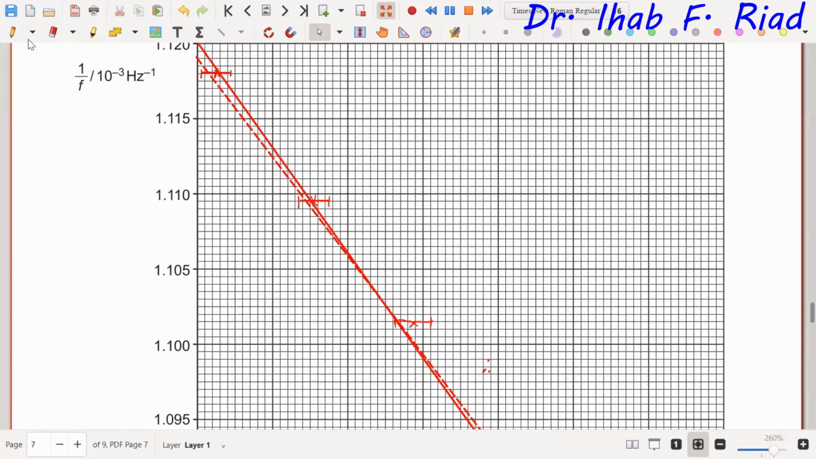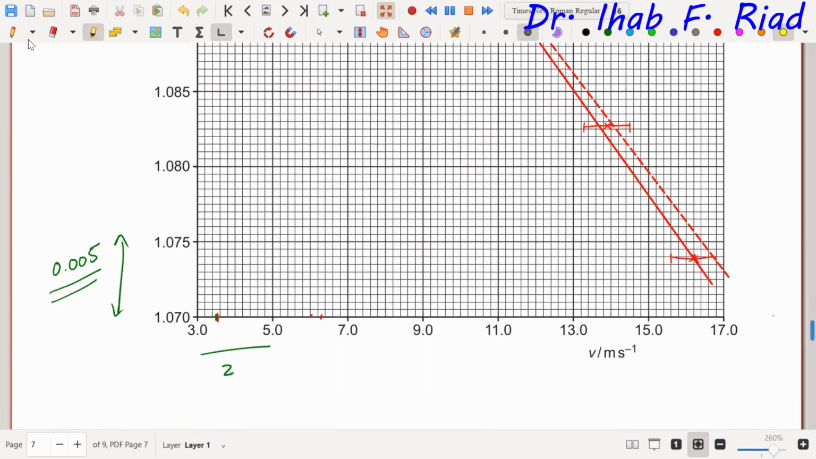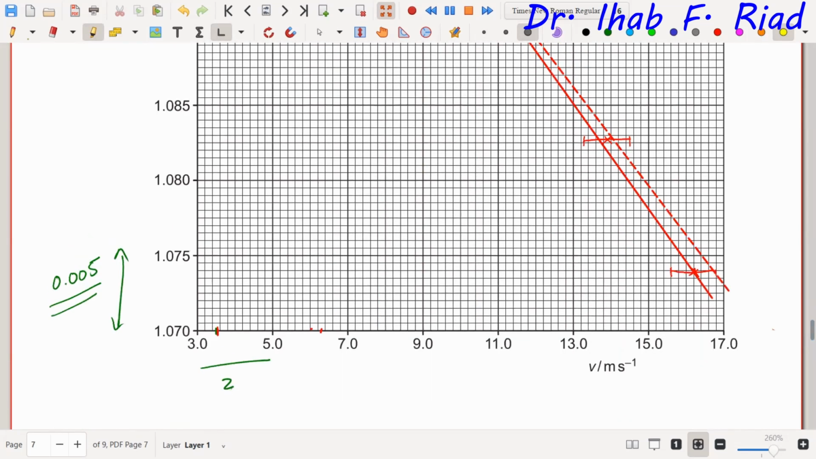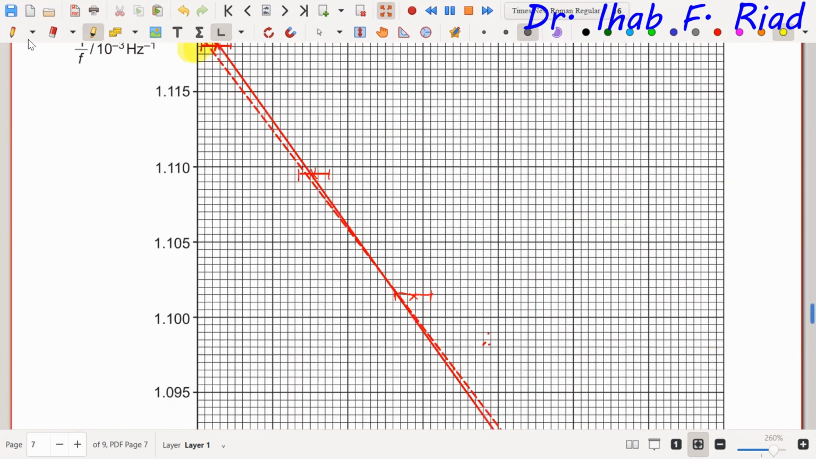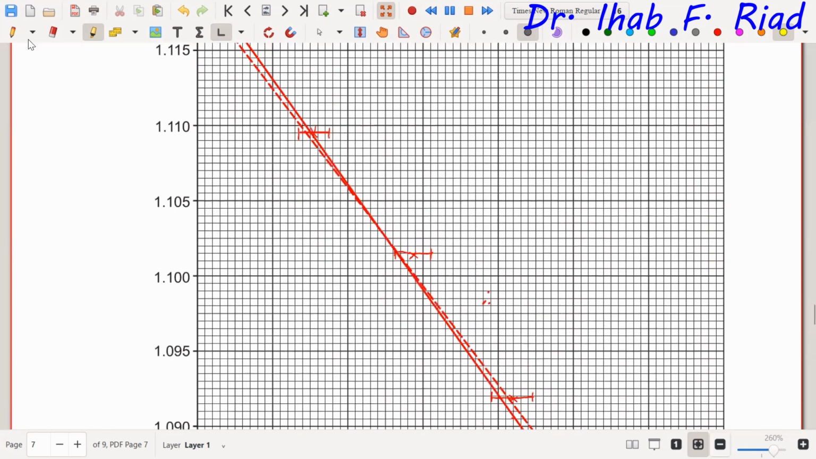Can you see over here where I'm trying to pass it? The edge of the uncertainty, the one to the left. Then at the end over here, I try to make it pass through the other end, the one to the right, or the other way around. It doesn't make a difference, okay? I try as much as I can.